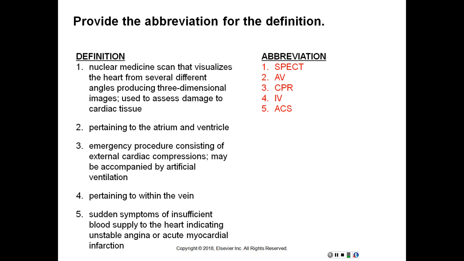Pertaining to the atrium and ventricle would be AV. Emergency procedure consisting of external cardiac compressions, may be accompanied by artificial ventilation, would be CPR. Pertaining to within a vein would be an IV. And then sudden symptoms of insufficient blood supply to the heart indicating unstable angina or acute myocardial infarction would be ACS for acute coronary syndrome.